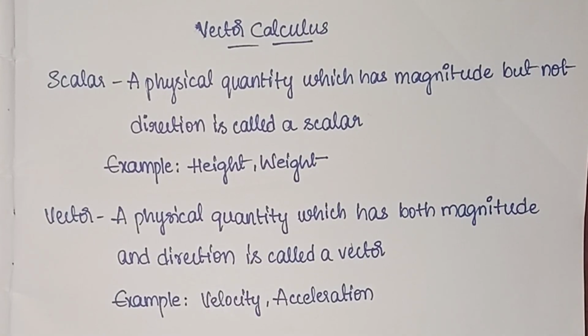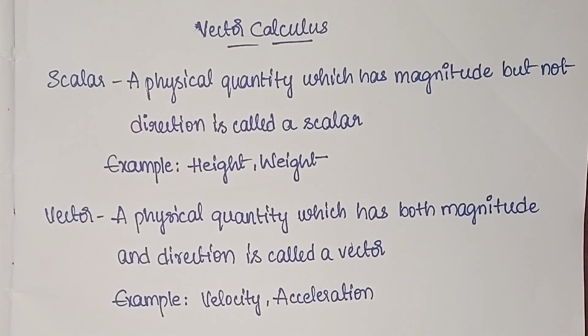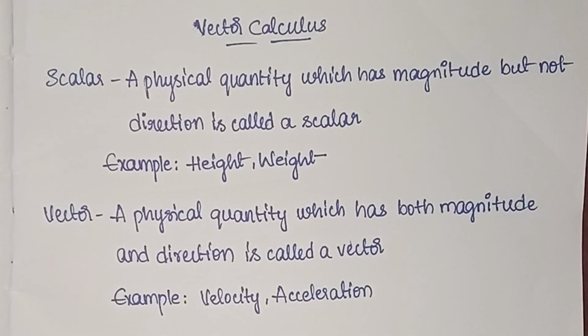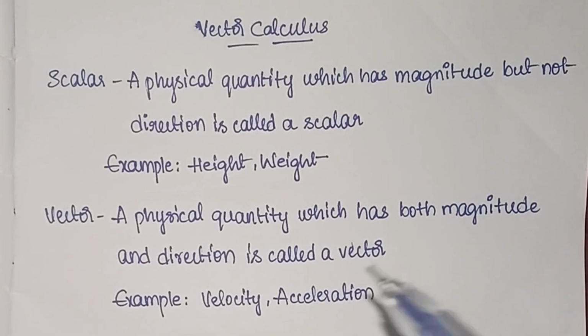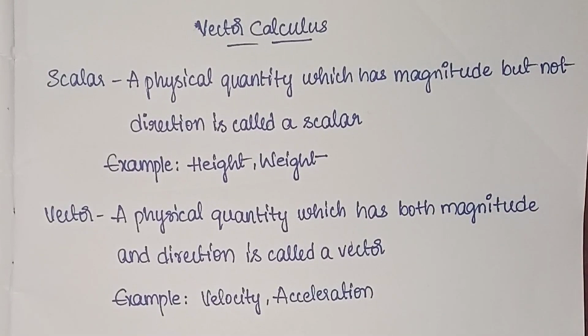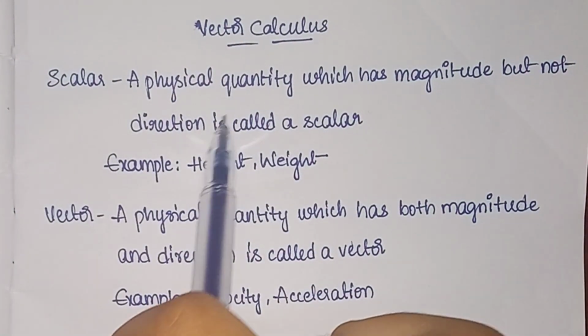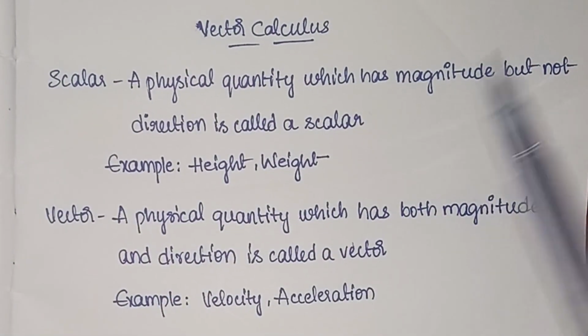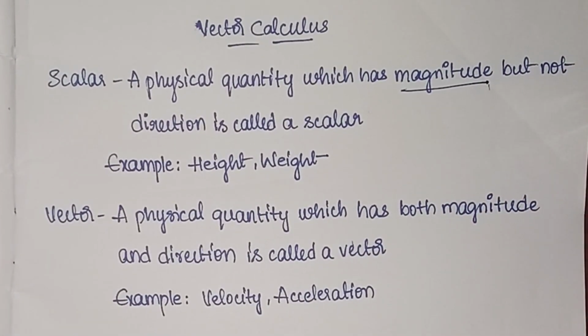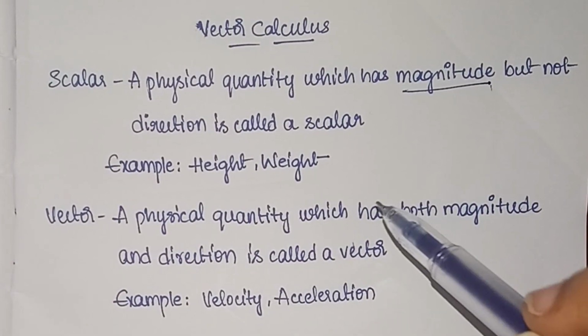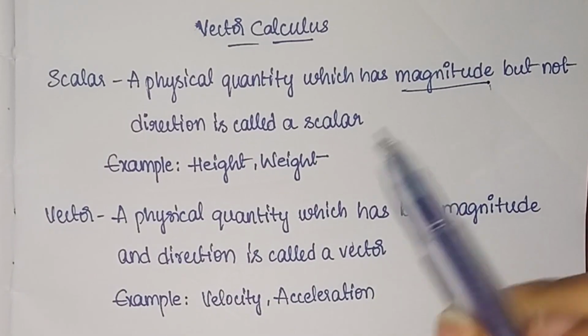So in this video we'll start a new concept called vector calculus. First we need to know what is a scalar quantity and what is a vector quantity. What is a scalar quantity? A physical quantity which has magnitude. It has a magnitude, but this quantity will not have any direction, and such quantities are called scalar quantities.